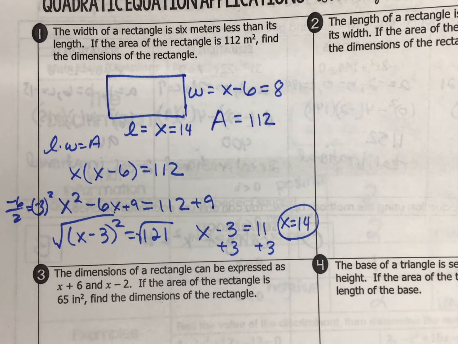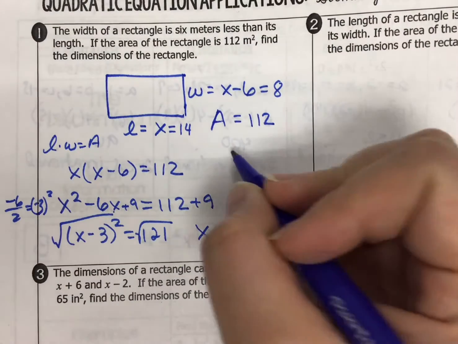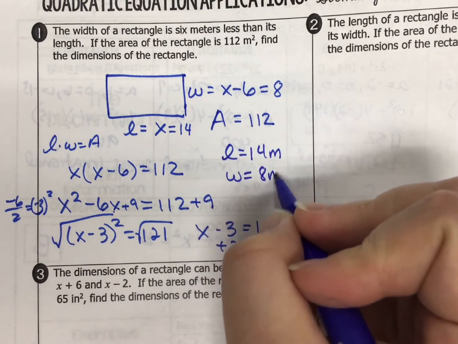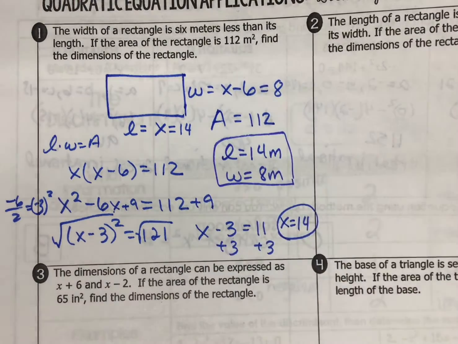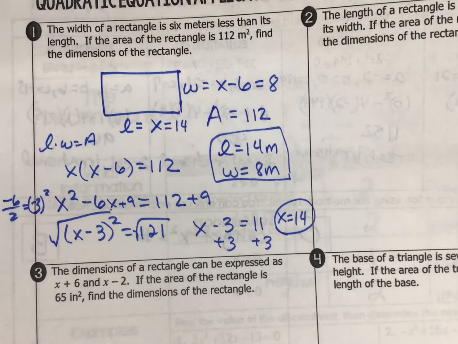Now, why did I consider the positive case only? The reason why is because I'm measuring something. So if I try to figure out length, I've only got positive numbers. I can't have negative values. Okay, if they ask us for the dimensions, they want to know both the length and the width. So x is length, which is 14 meters, and width is 8 meters. And to check my work, I could say 14 times 8, which is 112, and then 14 minus 6 is 8. So I know it fits everything I needed it to fit.